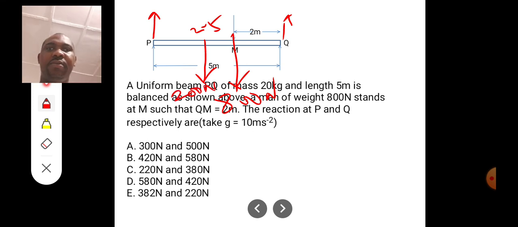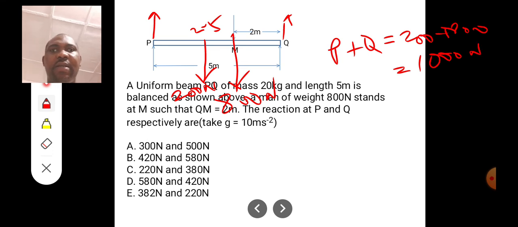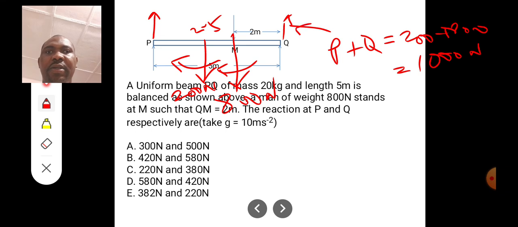So according to the first law, we know that the reactions P plus Q is equal to 200 plus 800. Sum of upward forces must be equal to sum of downward forces. That will give us 1000. But that will not solve it. We can now take moments about either point P or point Q. So let's take moment about point P. It means direct all of them towards point P. Look at point Q. So for the 200 newtons force, the moment is 200 times 2.5. The distance is 2.5 from the pivot.